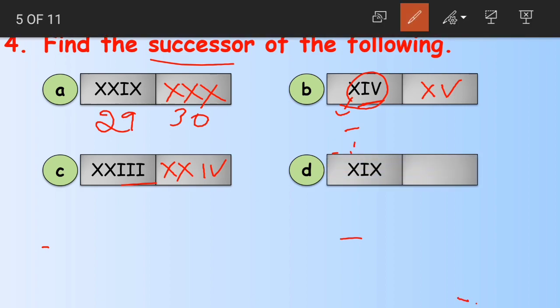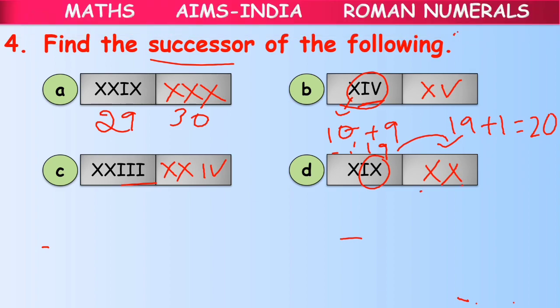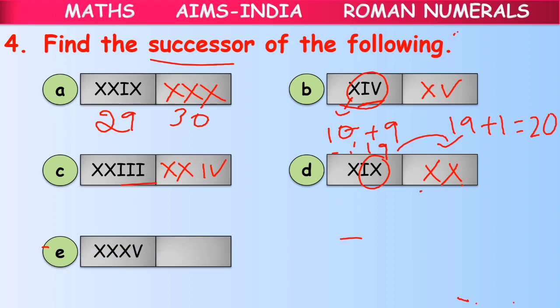Again, X here stands for 10 and IX means 9. So 10 plus 9 becomes 19. Now coming to the successor of 19, it is 19 plus 1, which is equal to 20. Now how do we write 20 in Roman numerals, children? We write it as XX. XX is equal to 10 plus 10, which is equal to 20. I hope this is clear, children.